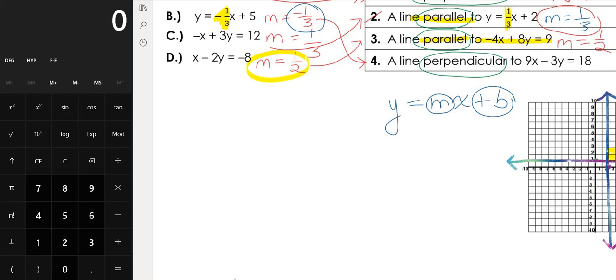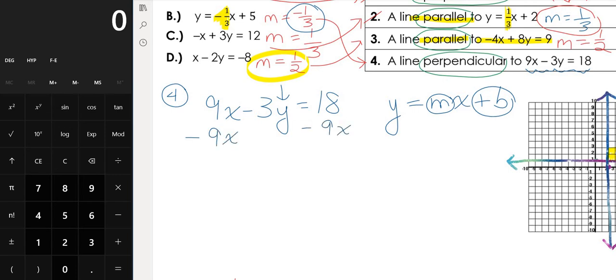Okay, number 4. A line perpendicular to 9x minus 3y equals 18. Uh-oh, again, not in y equals form. Let's get it there. So number 4, 9x minus 3y equals 18. Feel free to pause the video and try it yourself. You don't have to always follow along with me. All right, so I'm trying to get the y by itself. So I'm going to subtract 9x. This will cancel. Now we have negative 3y equals negative 9x plus 18 because they can't combine.